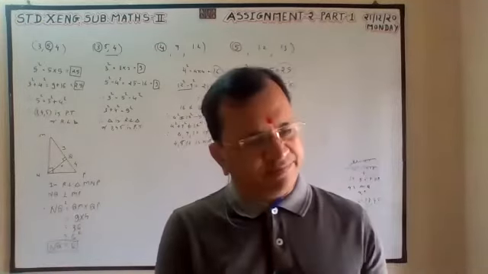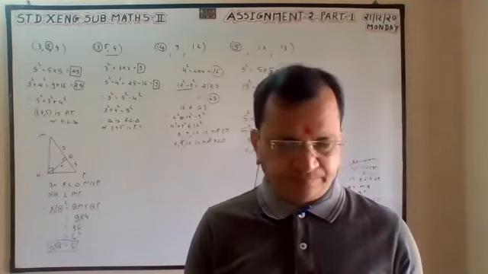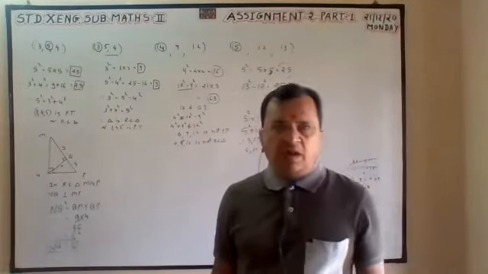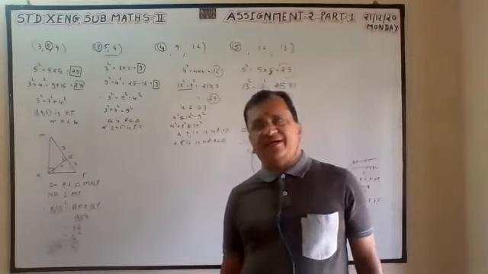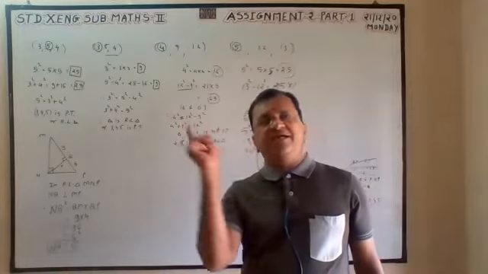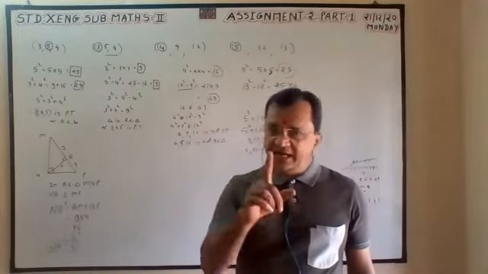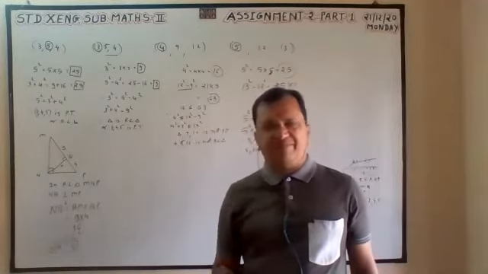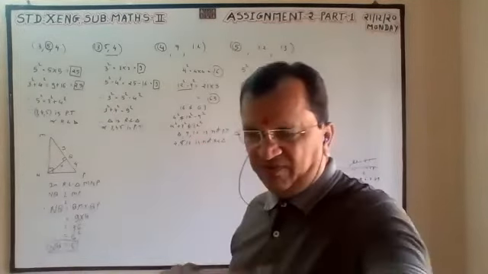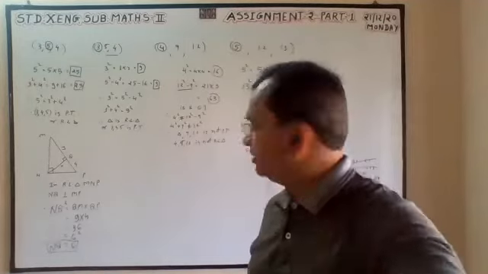Now 39. For an isosceles right angle triangle, the side is the diagonal divided by root 2. And the diagonal, meaning the hypotenuse, is the side into root 2. Do it by formula. No one will cut your marks. 100%.